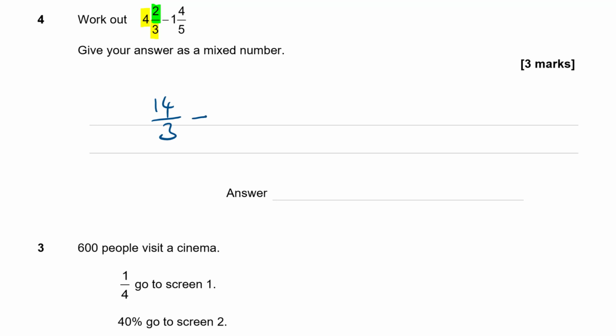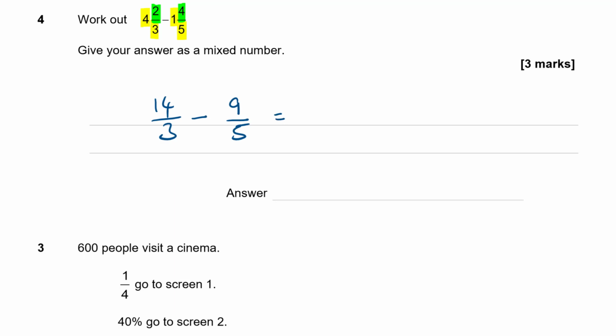Okay, subtract. What's 1 4/5 as an improper fraction? Well, 1 times 5 is 5. Add 4 is 9. So that's 9/5. So I've got 14 thirds minus 9/5.